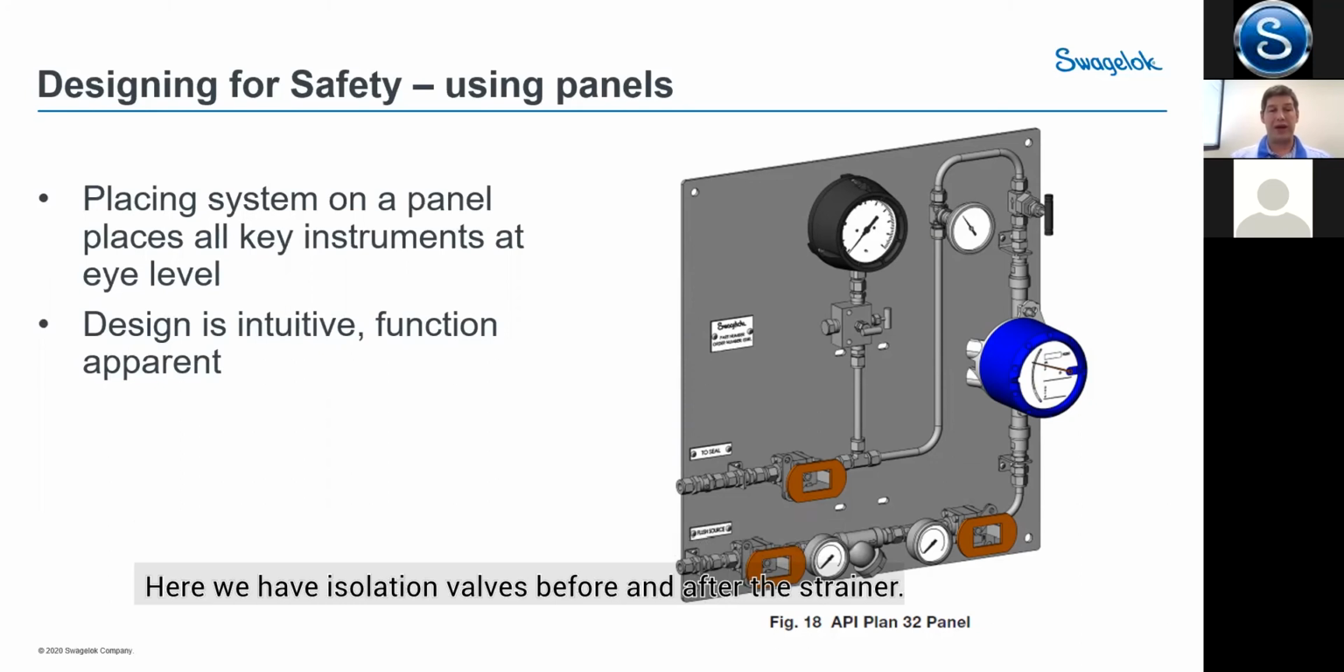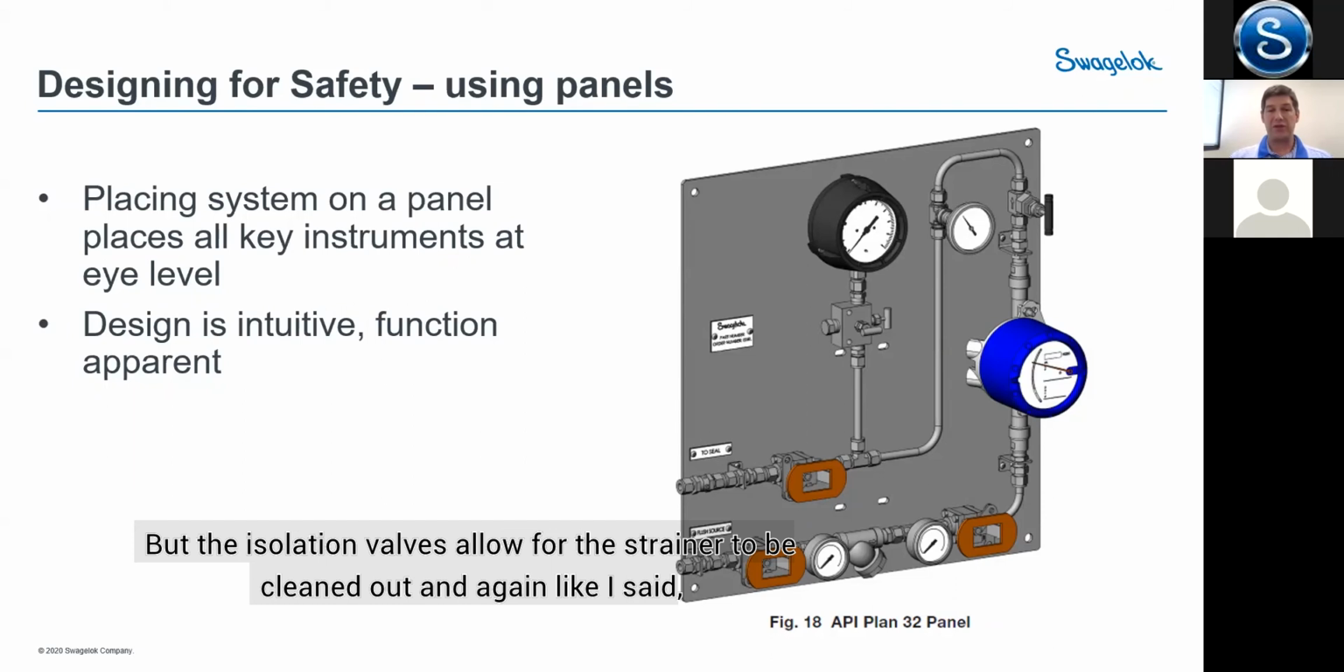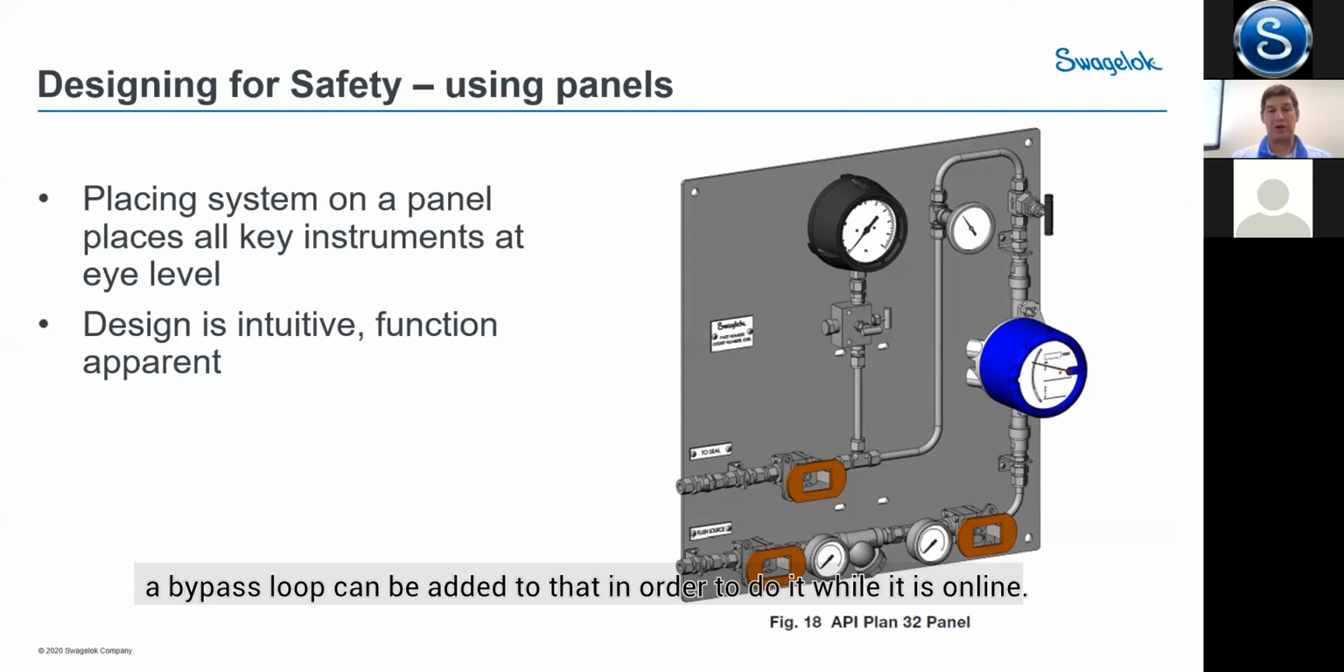Here we have isolation valves before and after the strainer. The bypass loop can be added to that. Again, this is the Swagelok standard offering. We can customize this in any way for you. But isolation valves allowing for the strainer to be cleaned out. And again, like I said, a bypass loop could be added to that in order to do it while it's online.